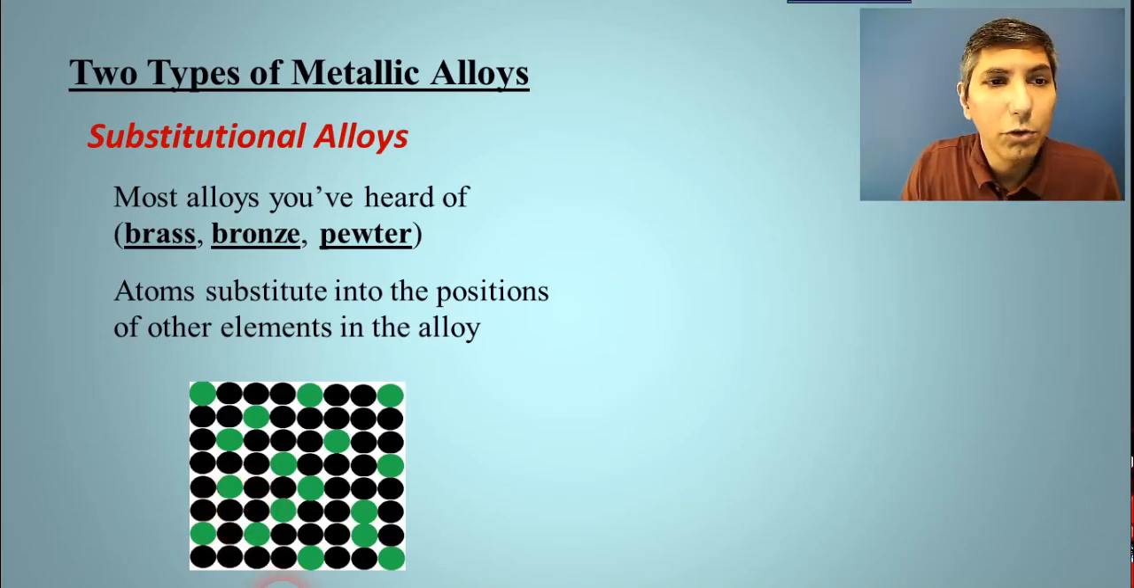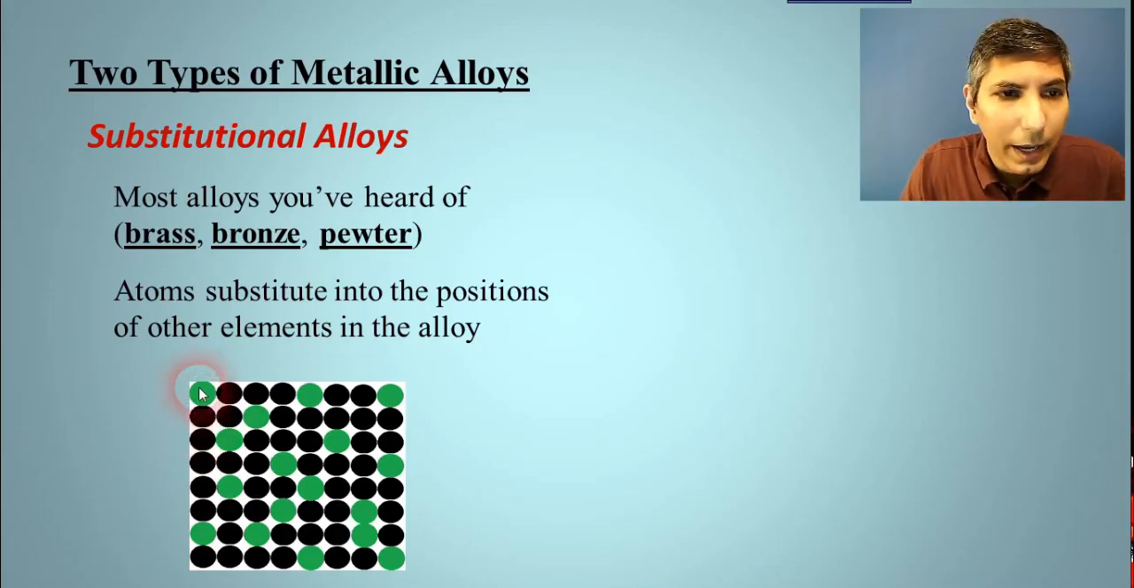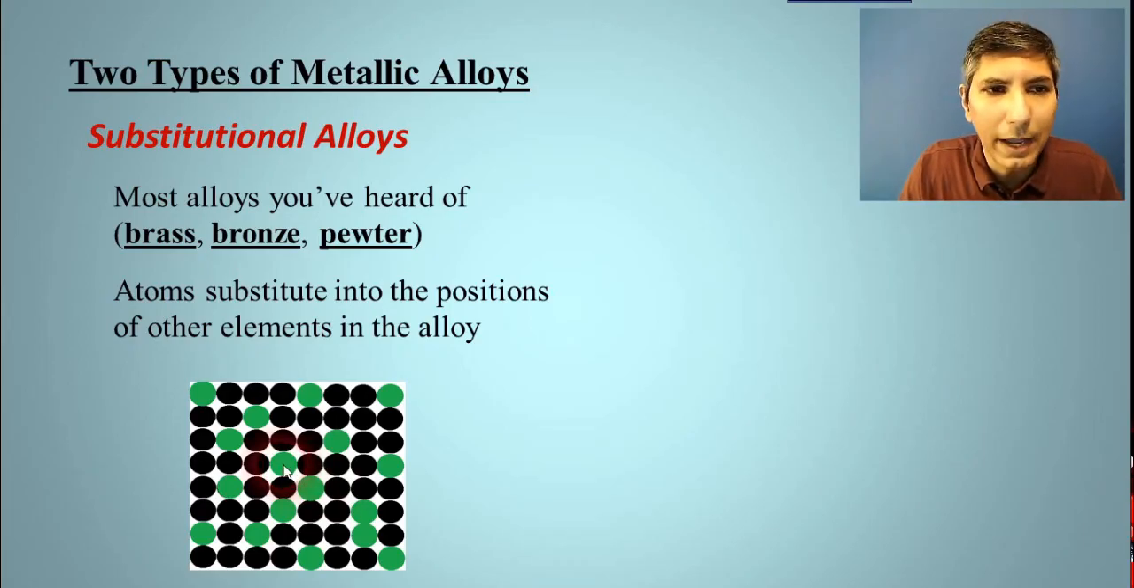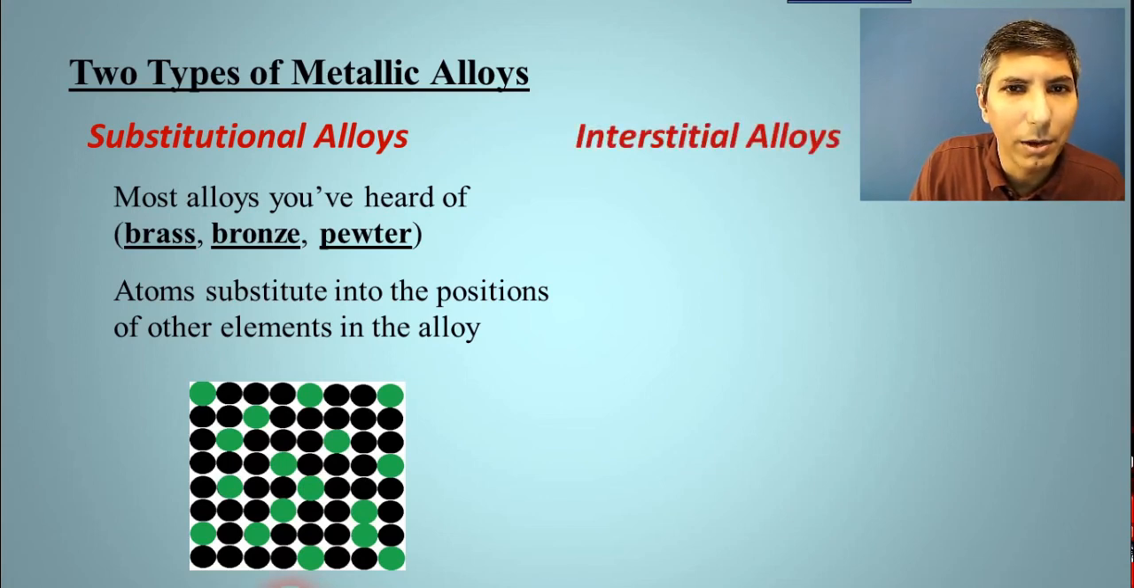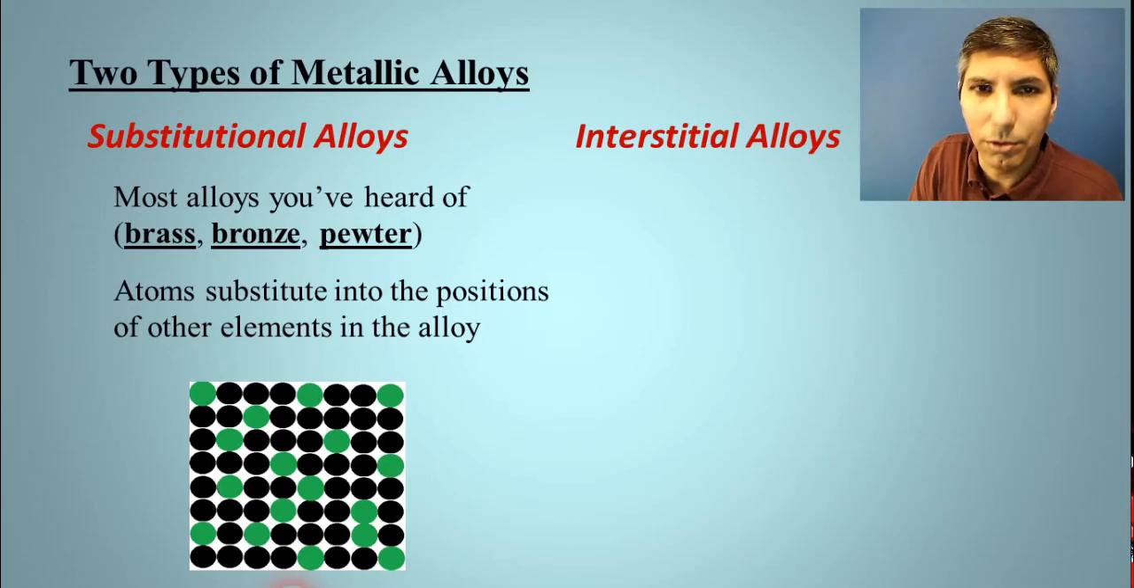So in brass, you may have a main element like copper, for example, but there's a pretty good amount of zinc as well. And so what will happen is the zinc will actually substitute into the spots where some of those copper atoms would normally be. And so that's why we call this a substitutional alloy. Different elements or atoms of different elements will actually substitute into the lattice right there. Substitutional alloys.